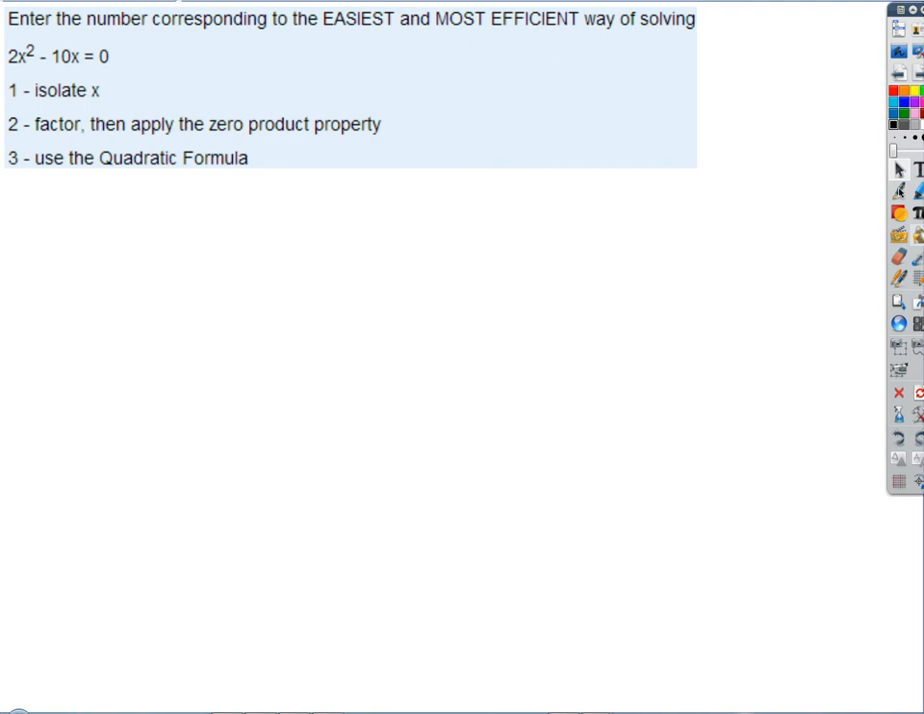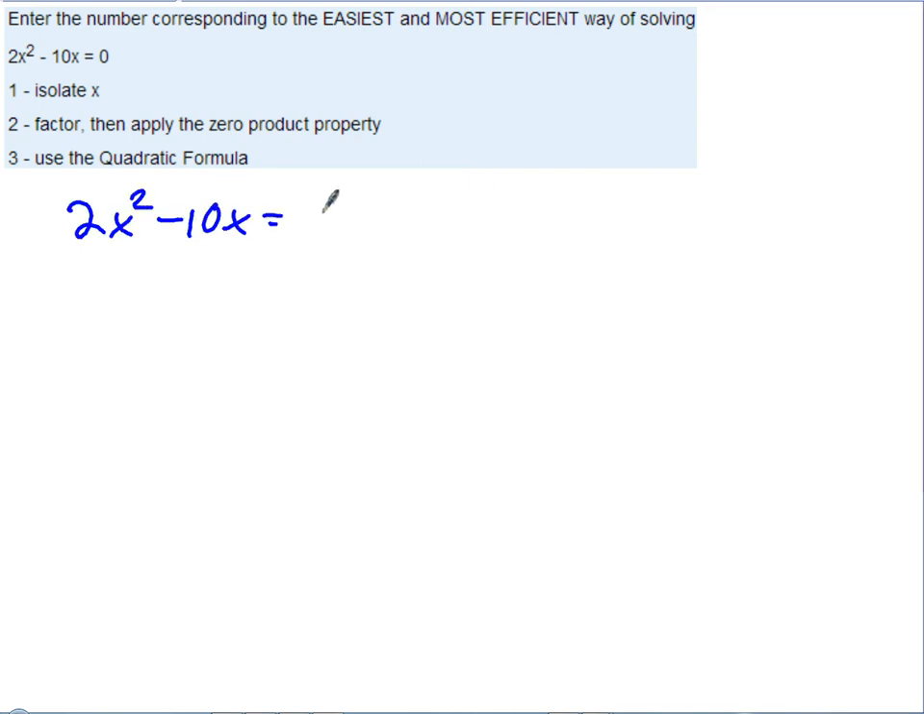Now, these kinds are super easy, but a lot of people are missing factor. If we look at this problem, we've got 2x squared minus 10x equals 0. You don't have to do the problem for the procedural review, but you have to see that this is how you would do the problem.